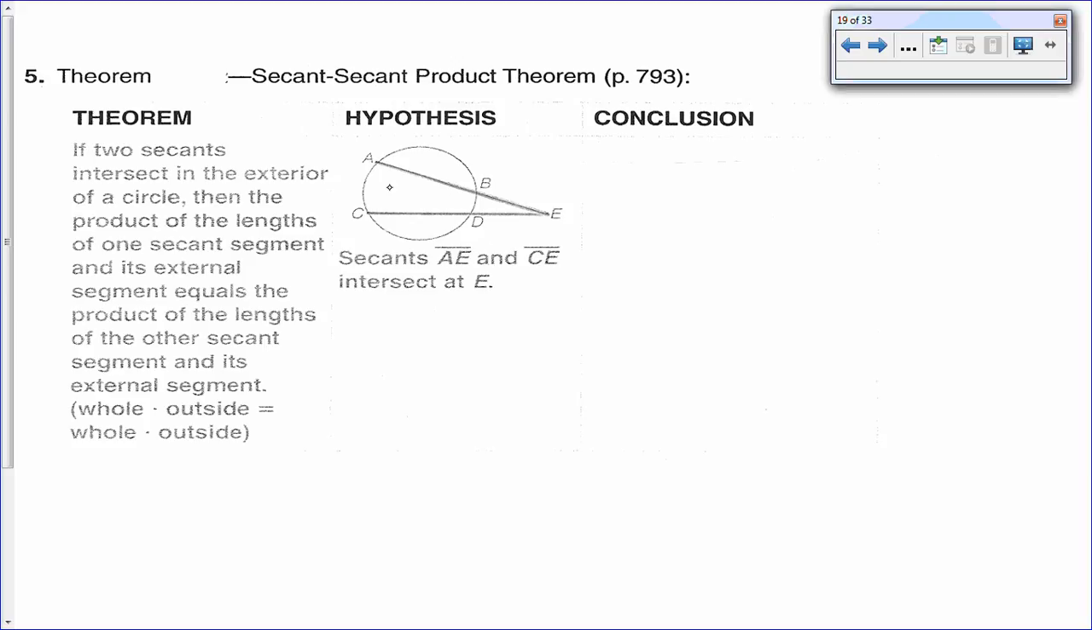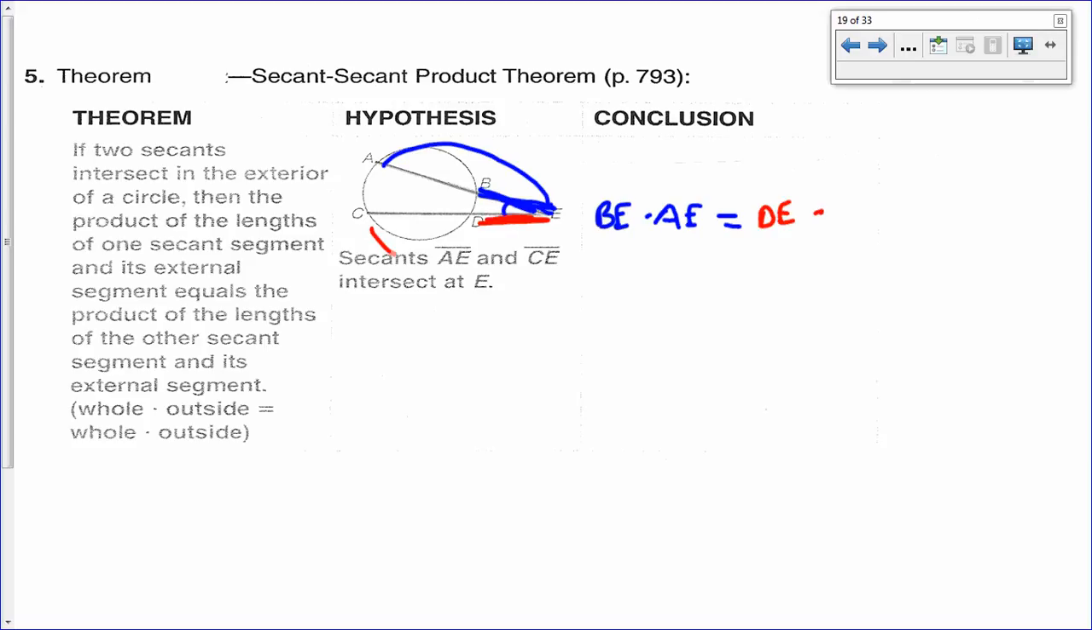Secant product theorem. This is when you have two secants intersecting outside the circle. If this is the case, you take the outside segment, BE, and multiply it by the entire segment, AE. That's going to equal the outside segment, DE, times the whole segment, CE. It's not the inside. You don't use the inside segments.